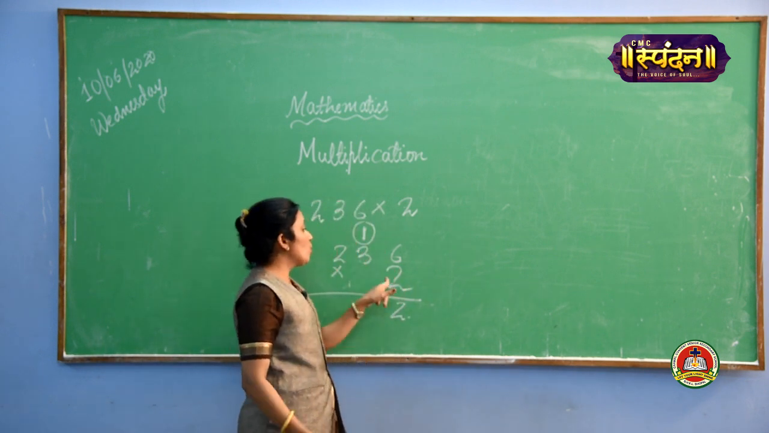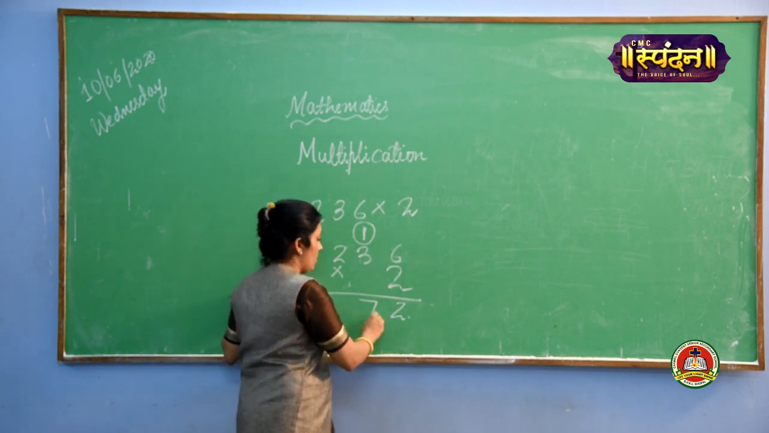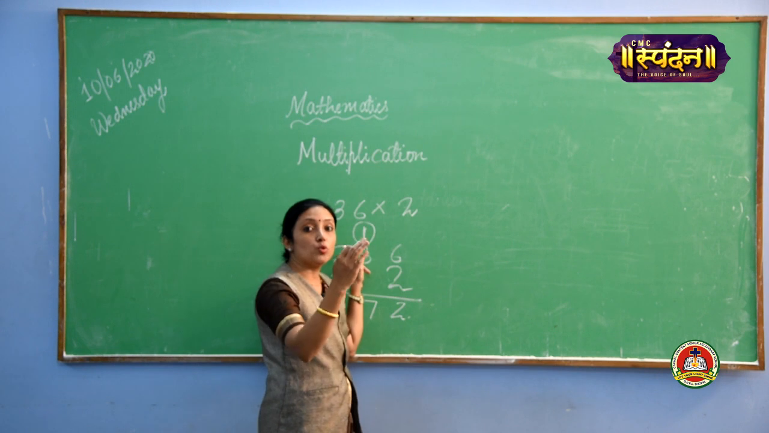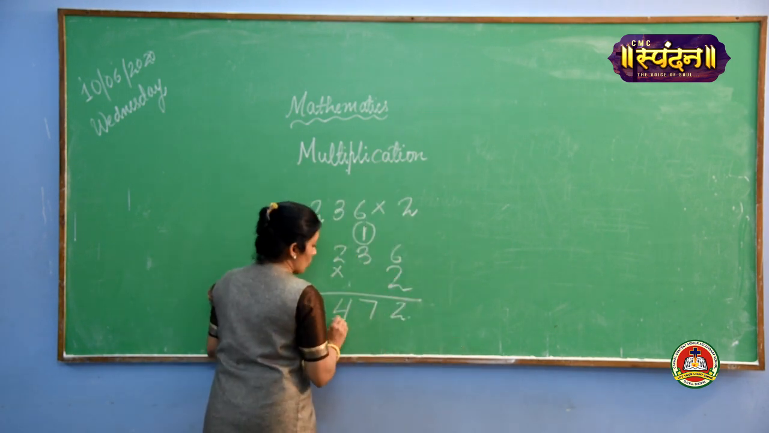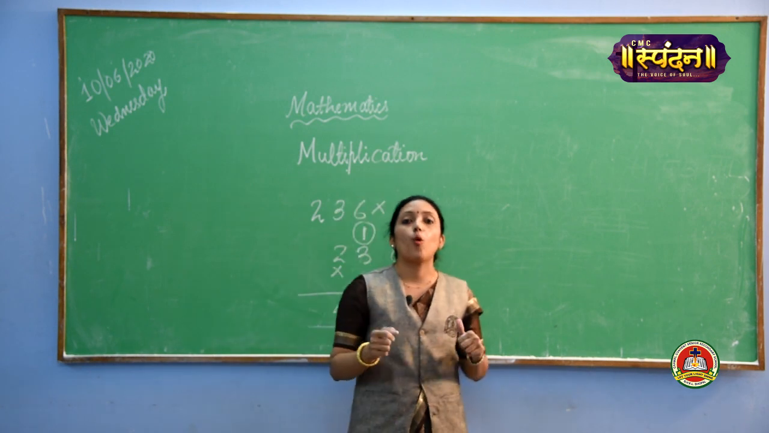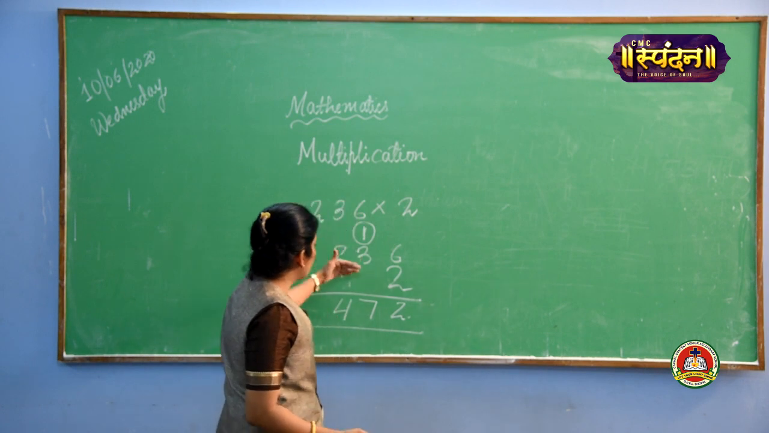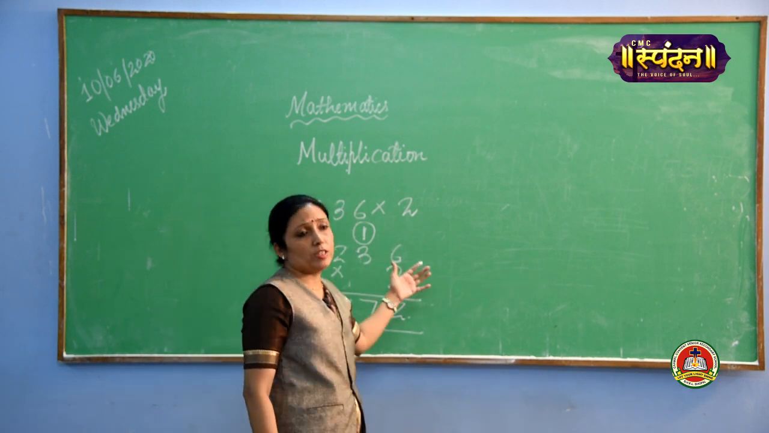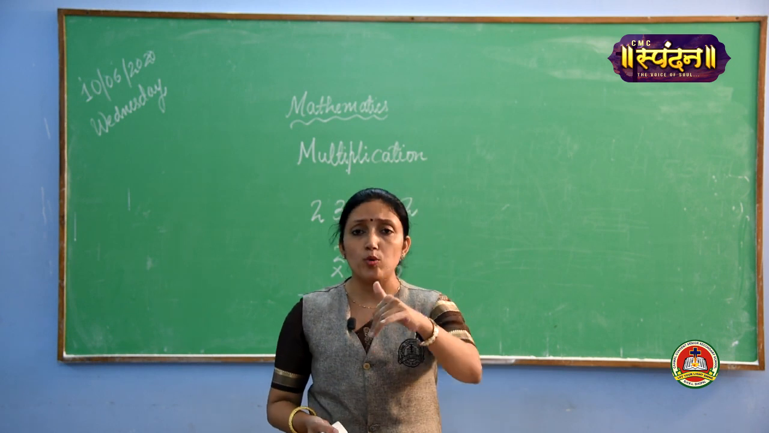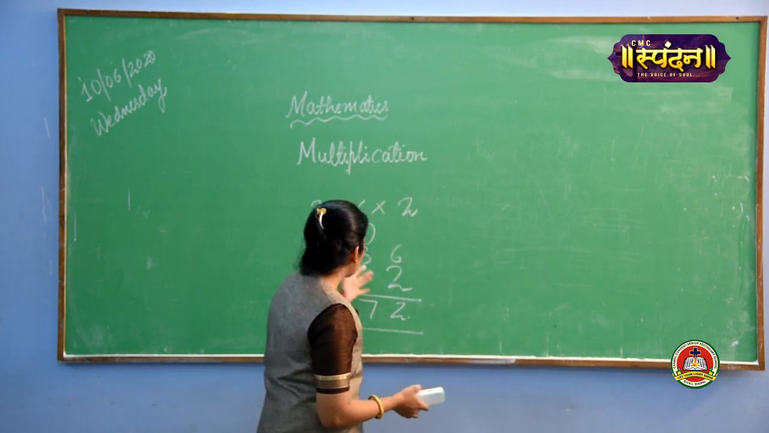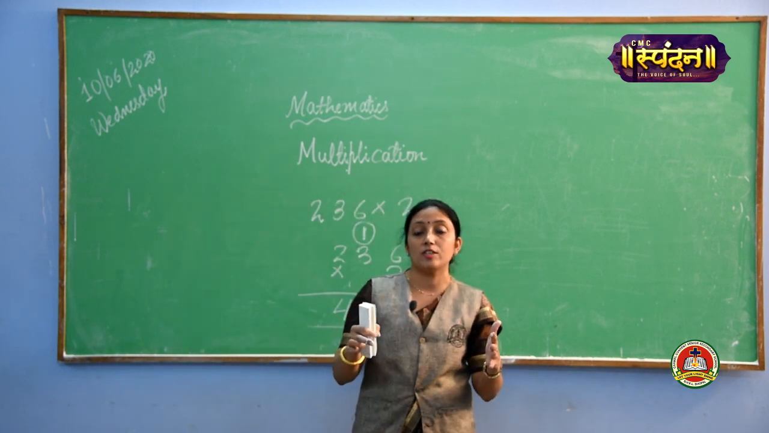See now, 2 threes are 6. What is 6 plus 1? 7. Now what is 2 twos? 2 twos are 4. So now see what answer I have got. I have got 472. As it was a single digit number, it was very easy to multiply and you got the answer in a minute. So we have understood that multiplication is repeated addition, and similarly how to multiply with a single digit number.